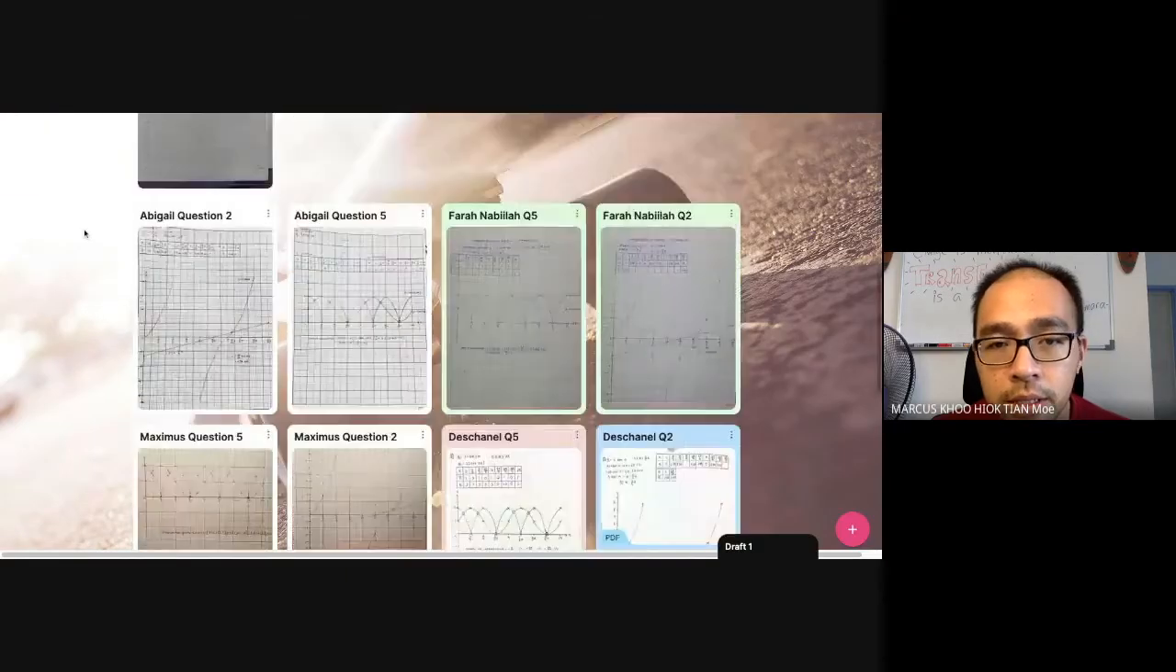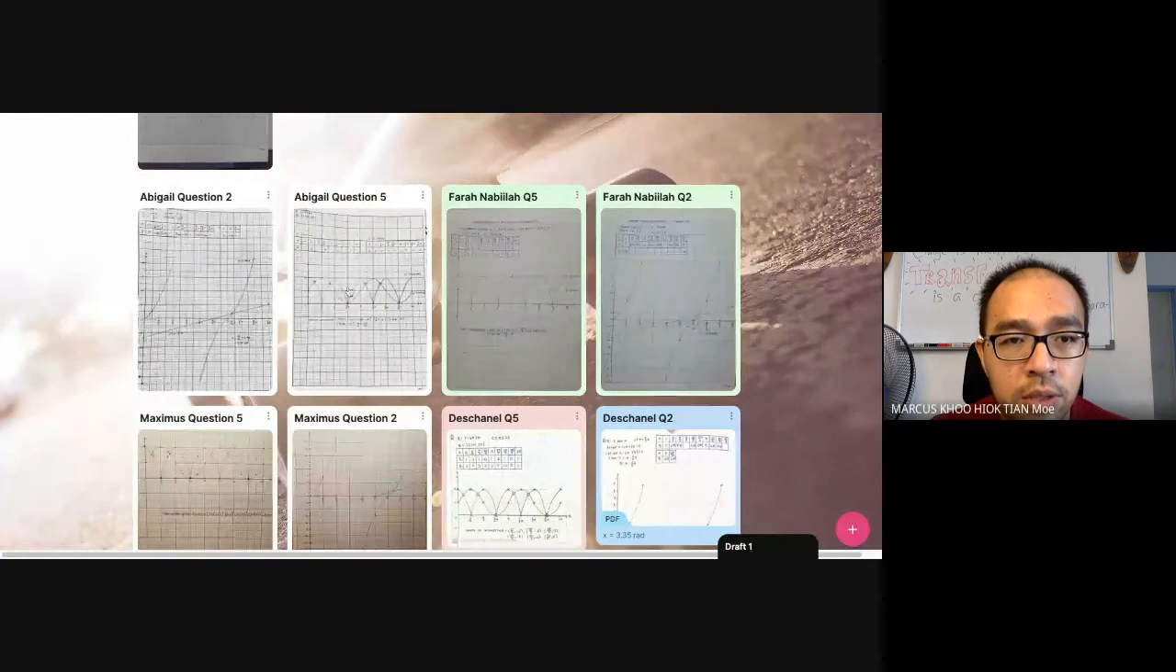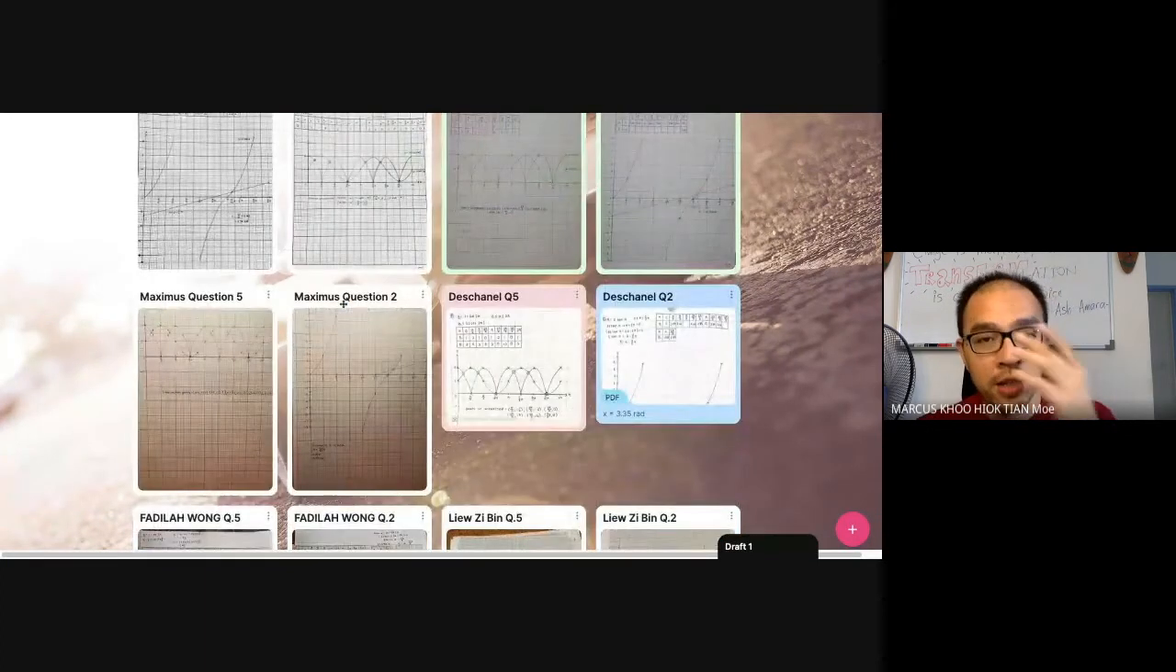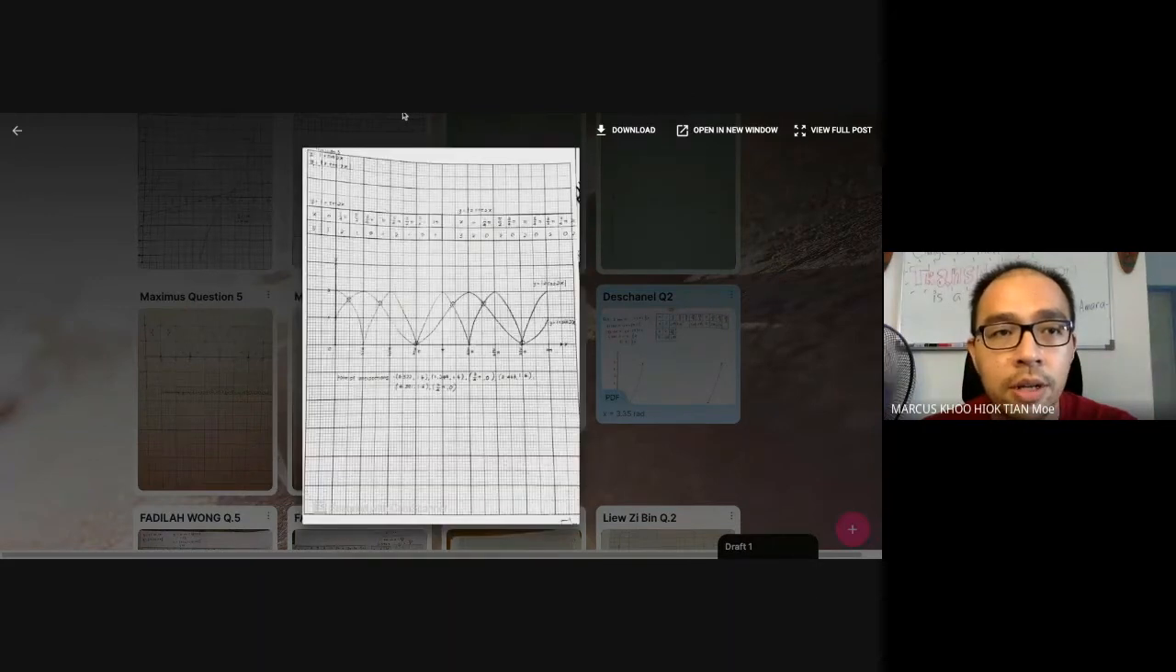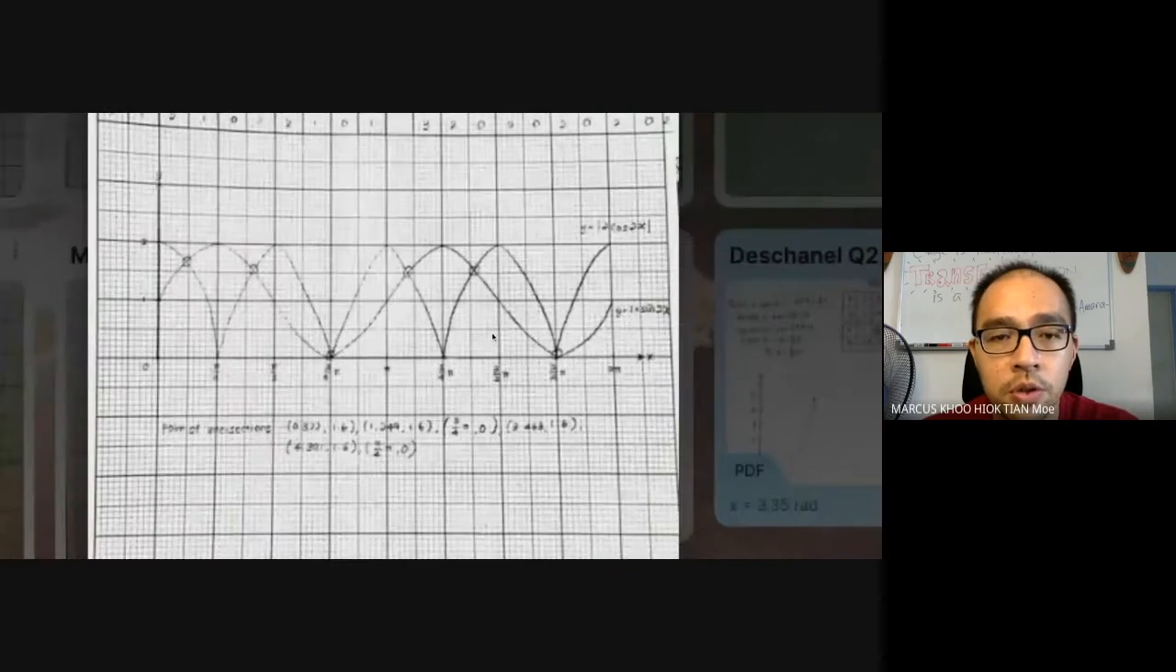So I want to comment a little bit about your graphs. Let's take a look at this. I noticed that quite a number of you... sorry, let me see. Can you see this? Yeah. Okay, so quite a number of you. I'm going to zoom in here.